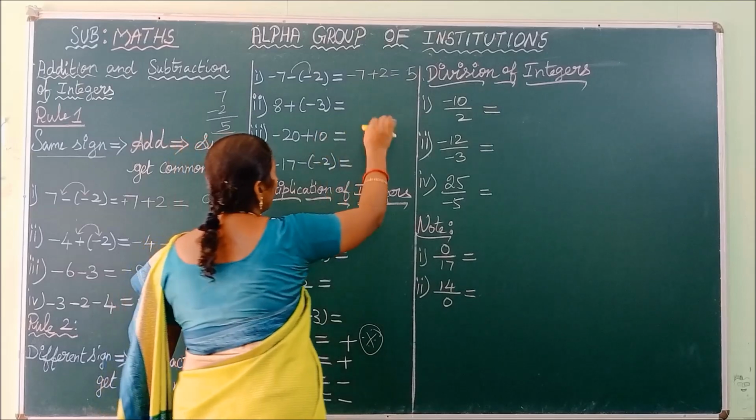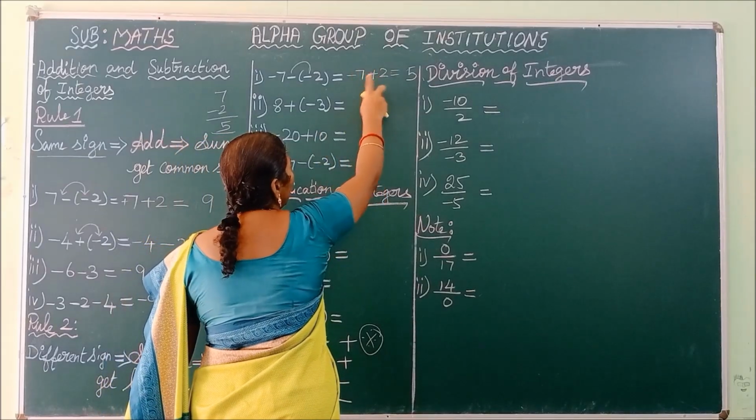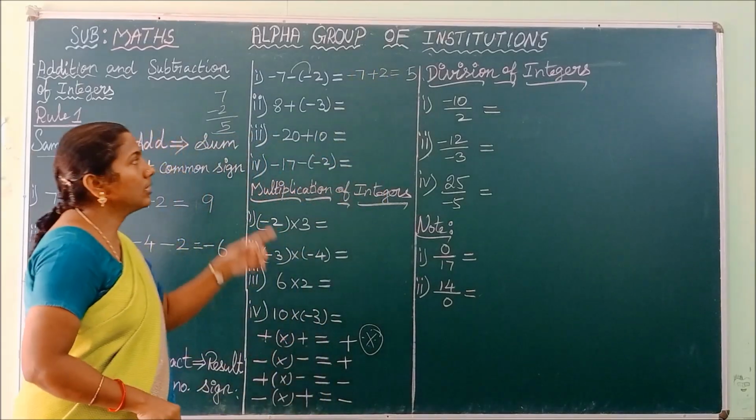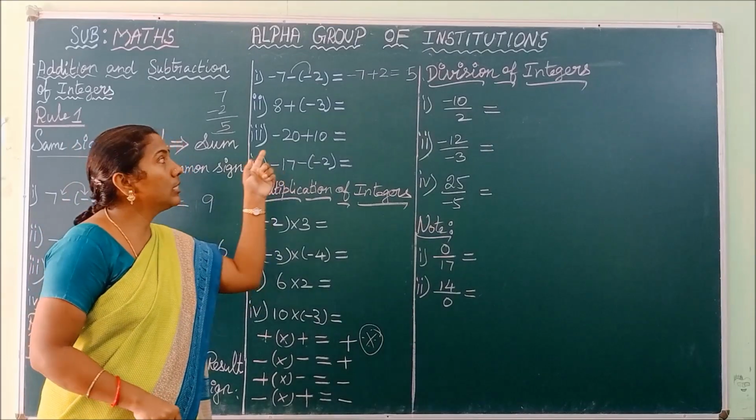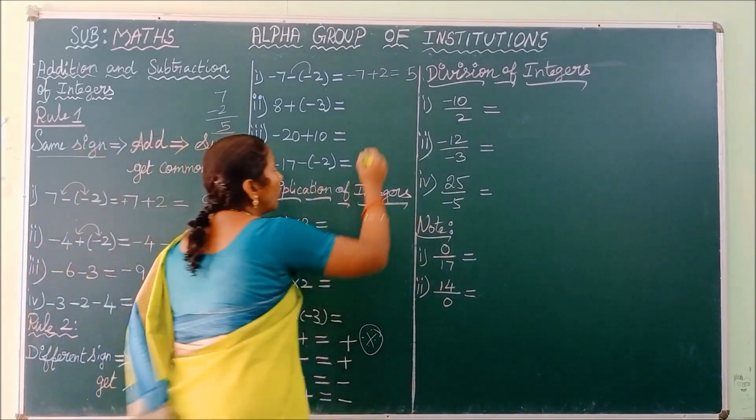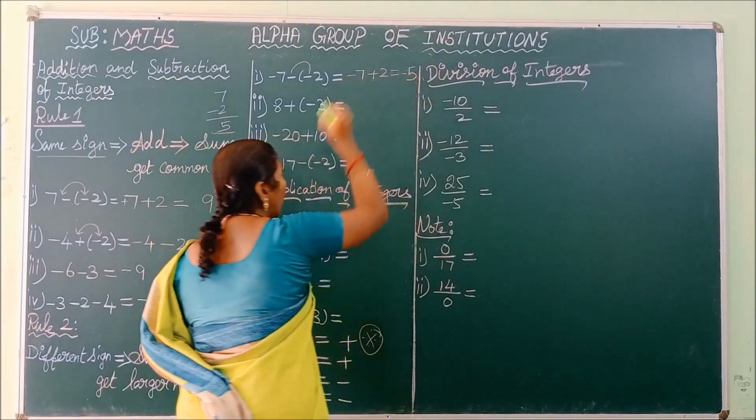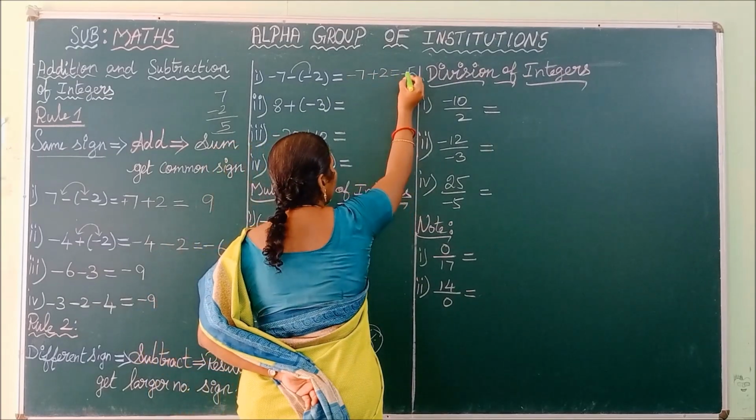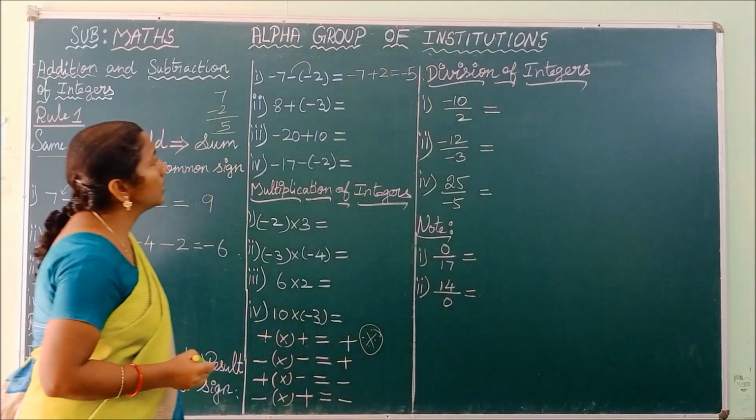So how do you find the larger number? By ignoring the symbol, you have to find the larger number. Which is the larger number here? 7. What is the symbol for it? Minus. So our answer is minus 5. Do you understand, children, how we are getting the minus 5? Okay. Let's move to the second sum.